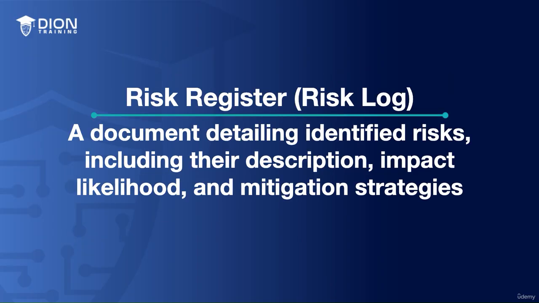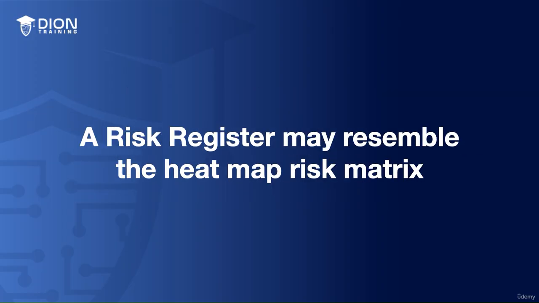A risk register is also known as a risk log. It is a document that records details about identified risks, including their description, impact, likelihood, and mitigation actions. It serves as a crucial tool for communication and helps in tracking and managing potential risks throughout the project lifecycle. A risk register might also resemble the heat map risk matrix. A risk register should be shared between stakeholders so that they can better understand the work they manage.